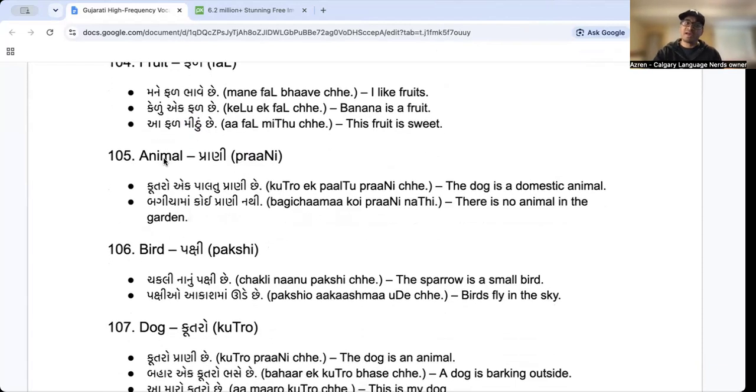The word for animal. Animal is prani. Kutro ek paltu prani che. Paltu prani is going to be new for you. So prani is an animal. Paltu prani is a domestic animal, or in more simple terms, a pet. So kutro ek paltu prani che. The dog is a domestic animal. The dog is a pet.